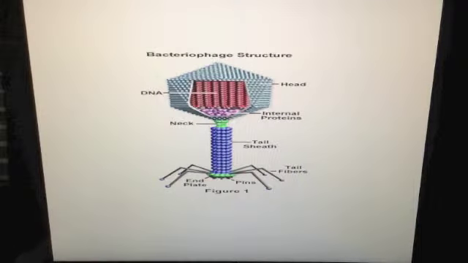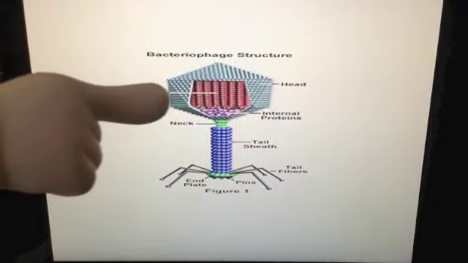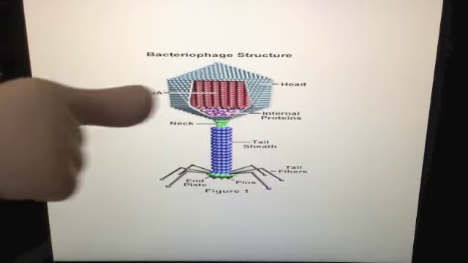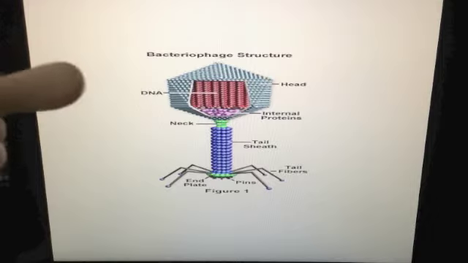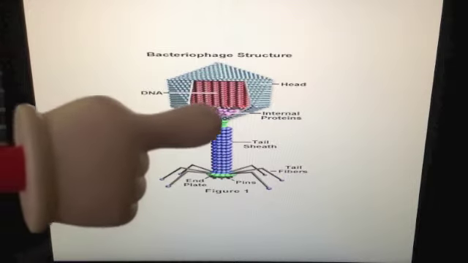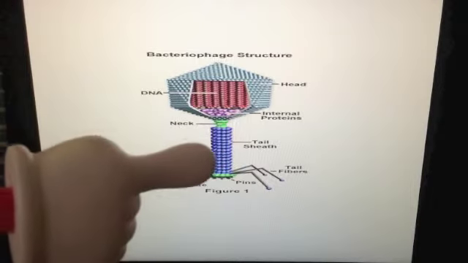This is a type of virus called a bacteriophage, and this is the structure of a virus. This part is the head, and inside of it is the DNA. Now, viruses only have DNA or RNA, unlike other cells. These purple disc-like structures are internal proteins.